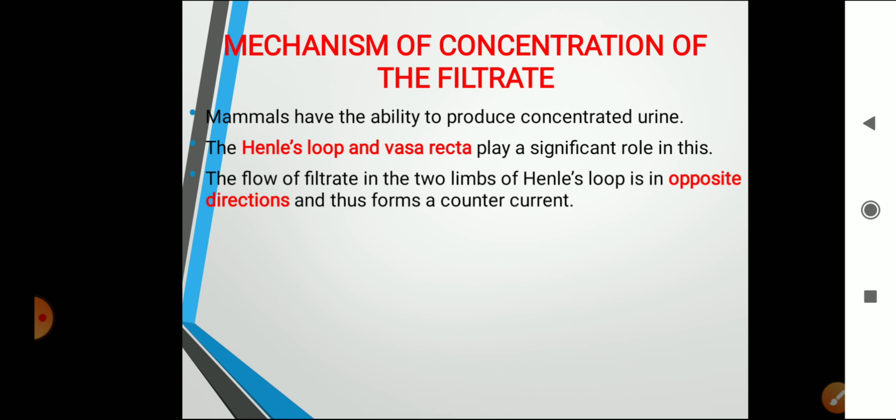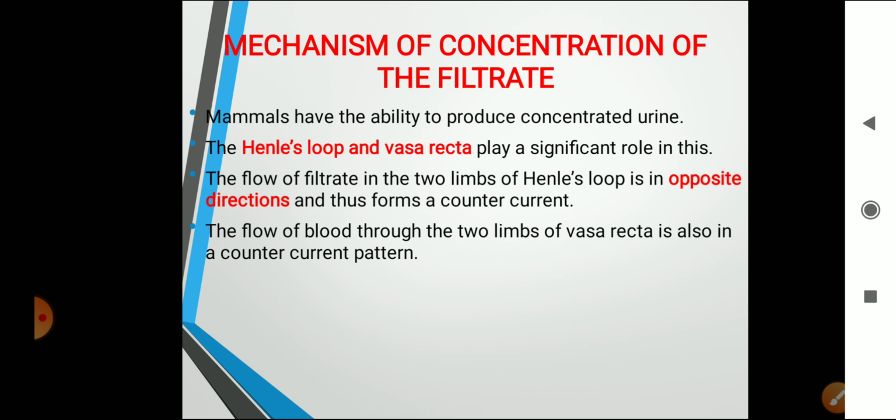That is how, when it flows through the descending limb, it is permeable to water. The descending limb allows the water to come out, but it won't allow electrolytes to go out. When it passes through the ascending limb, it allows only the movement of electrolytes and it won't allow the water to come out. So this is what is called counter current.